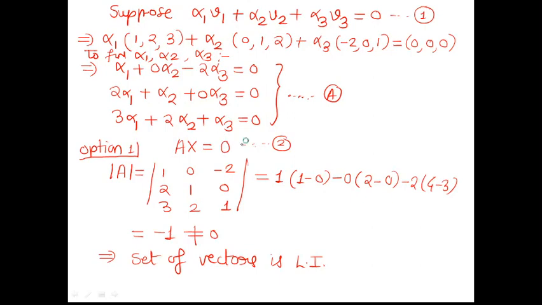So in option 2, we will go with the evaluation of the augmented matrix. As we have the equation in matrix form, that is Ax equal to 0, from this we shall write the augmented matrix. The augmented matrix is denoted by K, which is A clubbed with B. Now write down matrix A.